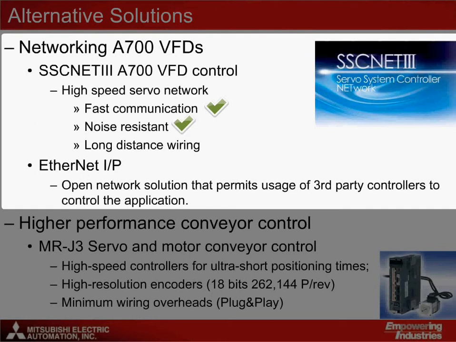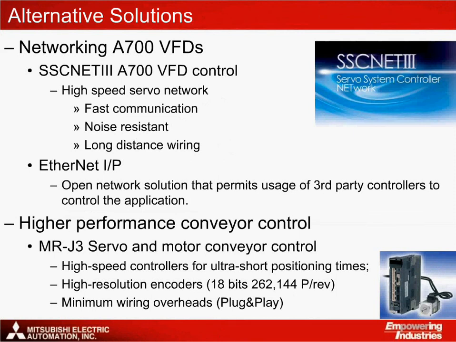Ethernet IP is an open network solution that permits usage of third-party controllers to control the application. Sometimes application requirements will request a certain type of controller to be fitted to the application. In these situations, consideration of open network solutions like Ethernet IP may be possible.